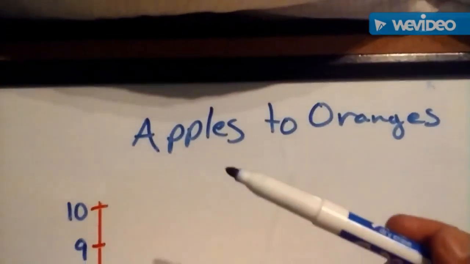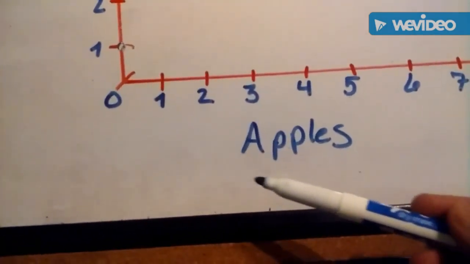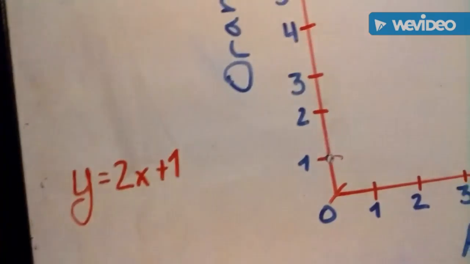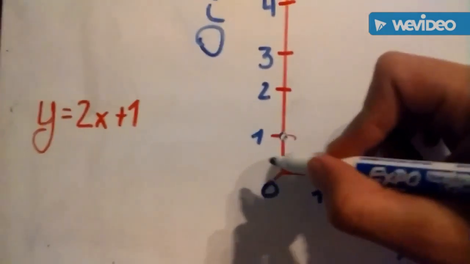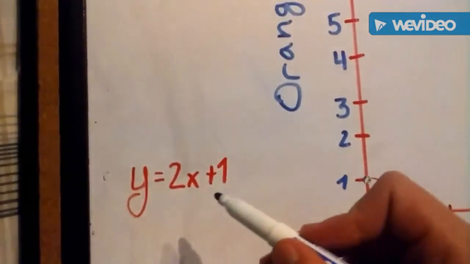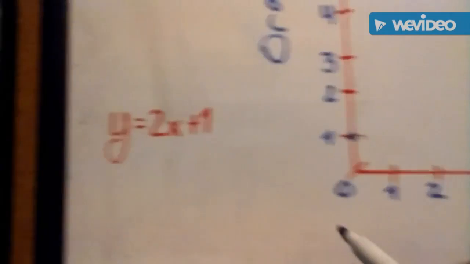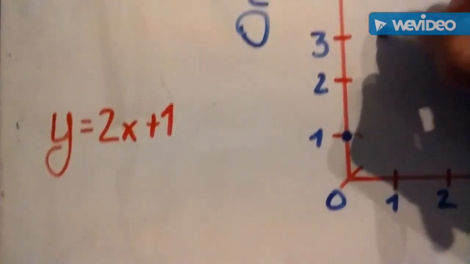At the top is the title, Apples to Oranges. On the left is the y value, or oranges. On the bottom is our x value, which is equal to apples. And here's our function, y equals 2x plus 1. So we plug it in. 0 times 2 is 0 plus 1. So that would be right here. And then we just plug it in with 1. 1 times 2 plus 1 equals 3.